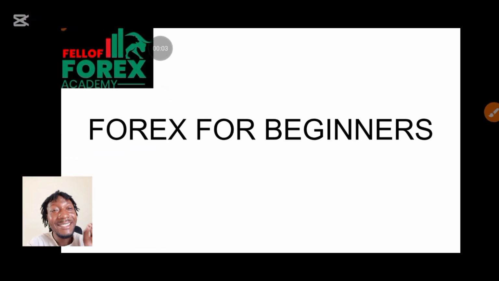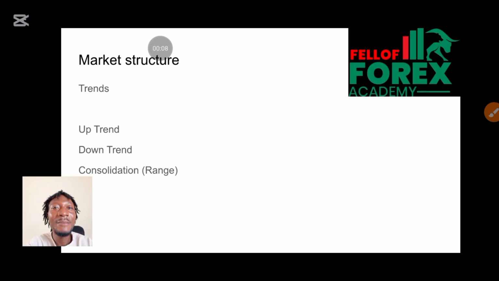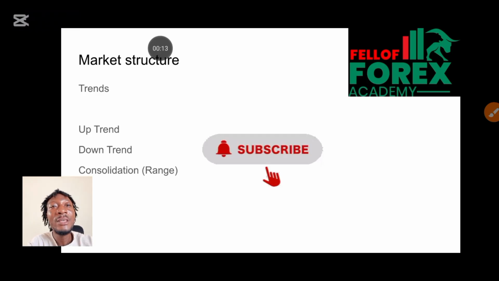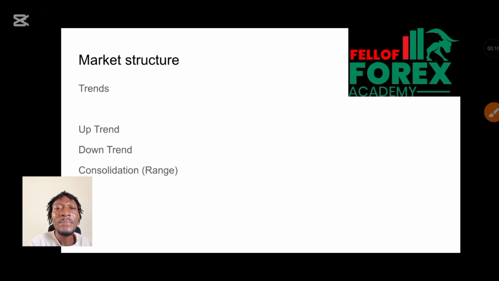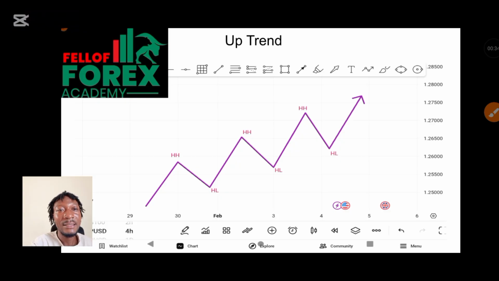All right, guys. So this is Forex for beginners, okay? As a beginner Forex trader, the first thing you need to understand is market structure. Here on market structure, we'll be talking about trends. You need to first understand the different types of trends we have. The first type is an uptrend, we have a downtrend, we have a consolidation or a ranging market. That's very simple.